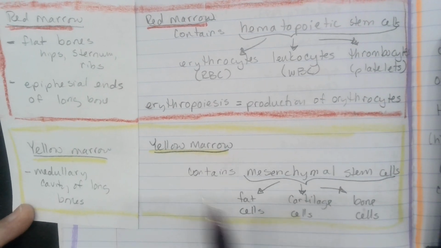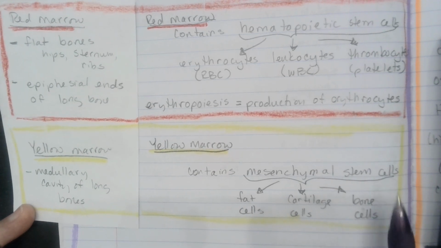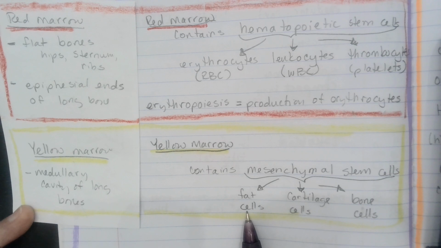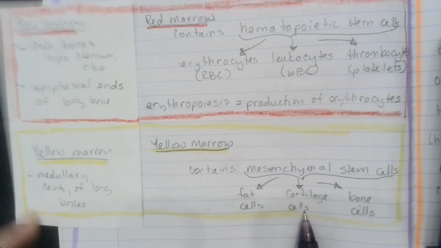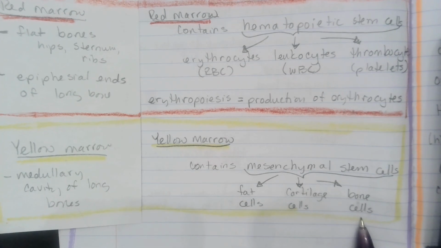Yellow marrow contains mesenchymal stem cells. Red marrow, hematopoietic stem cells. Yellow marrow, mesenchymal stem cells. So once again, we have cells that can turn into different kinds of things. Some of them are going to develop into fat cells. Some are going to develop into cartilage. Some of them are going to develop into bone cells.